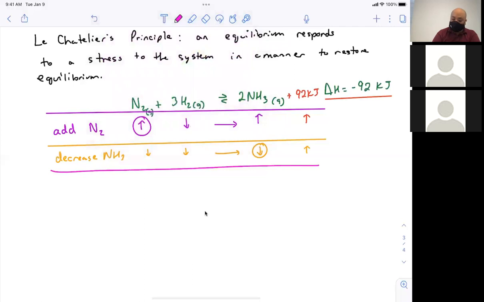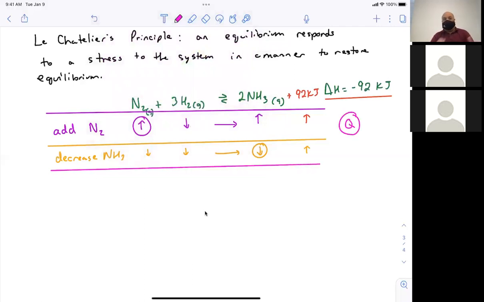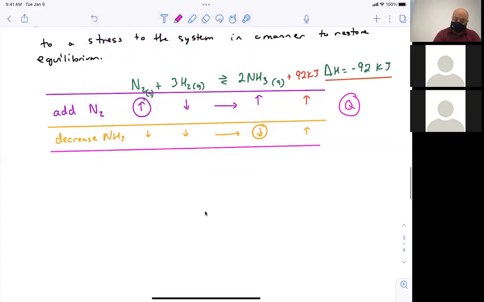So increasing and decreasing, you can think of it as Q. And if you want to think about it as reaction quotient versus K, that's one way to think about it. Okay. But there are other things that you can do to the reaction here. You can add heat, also known as increased temperature. Both those mean the same thing.